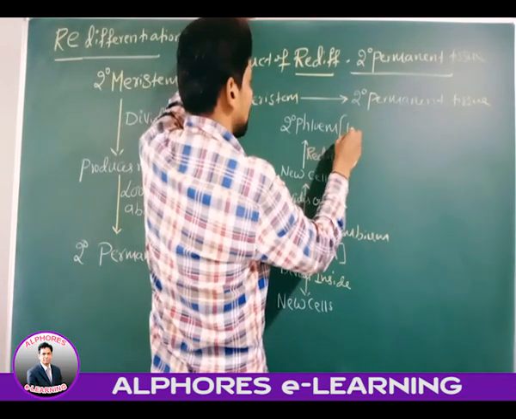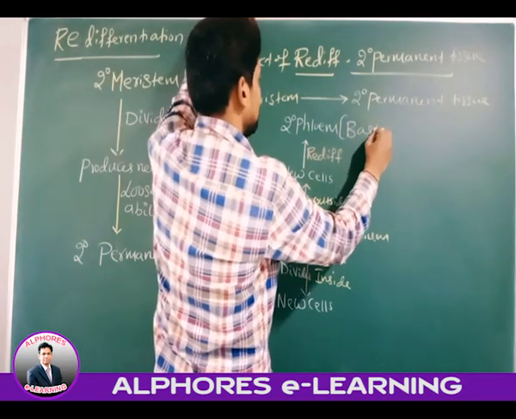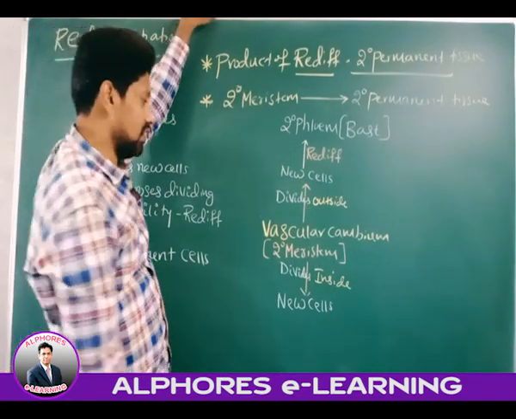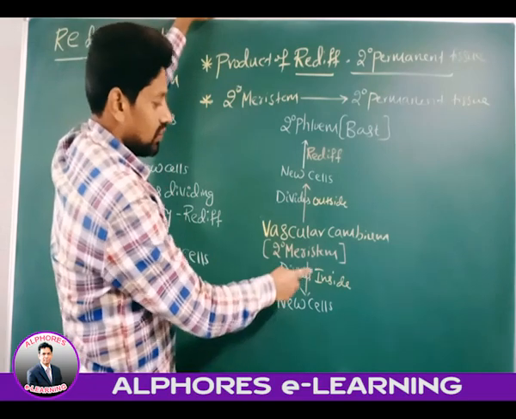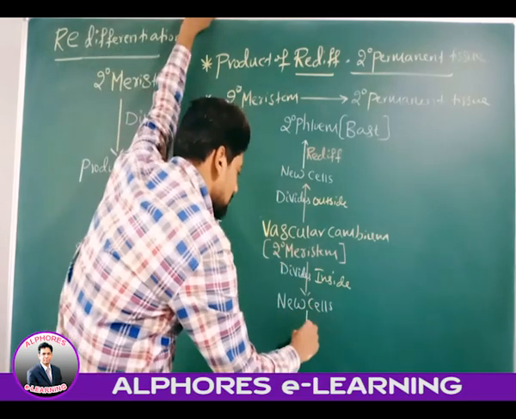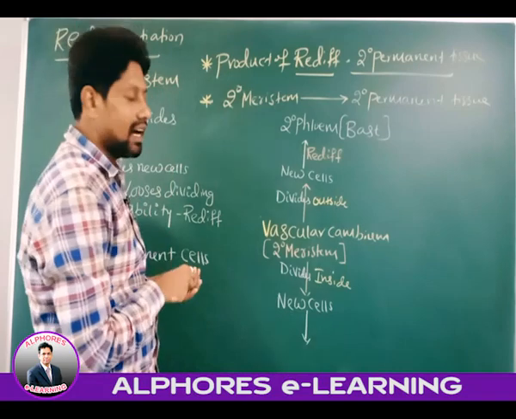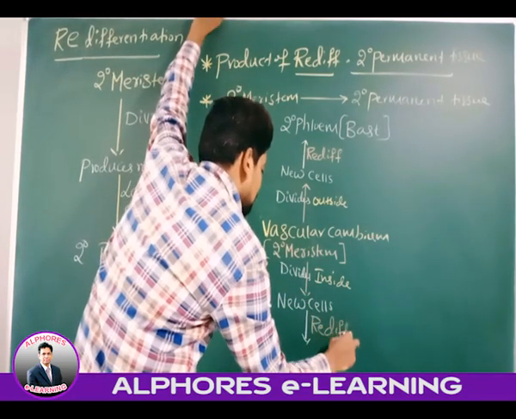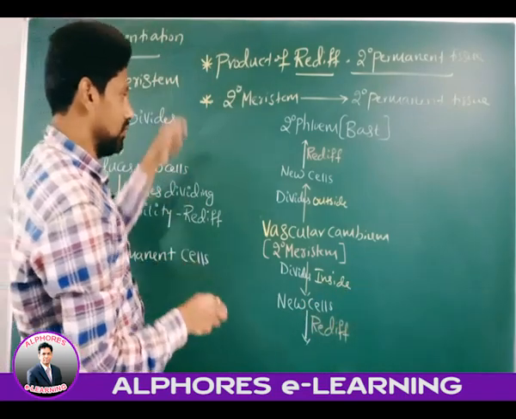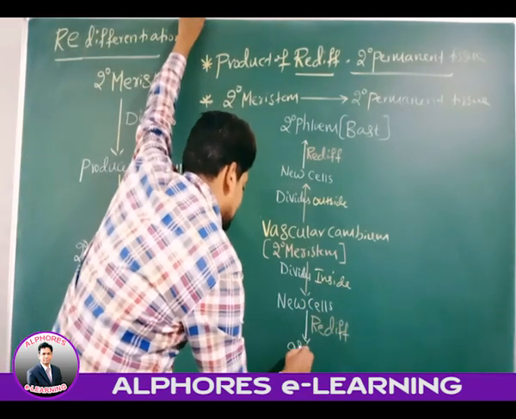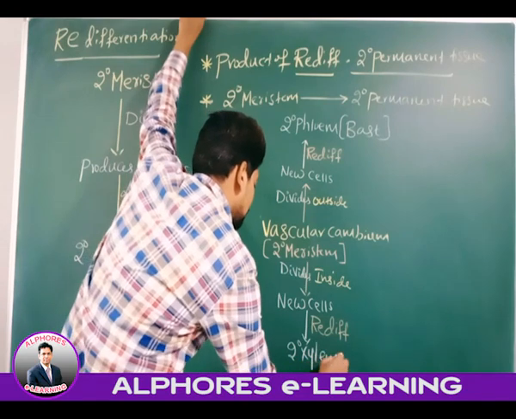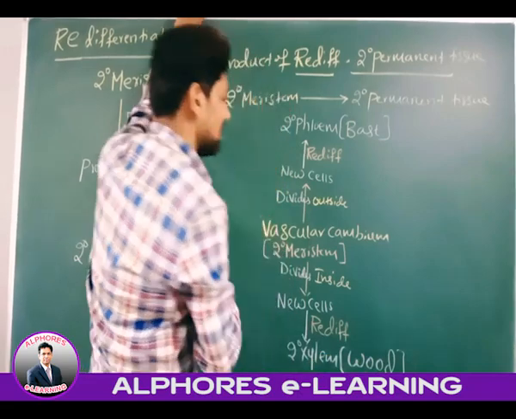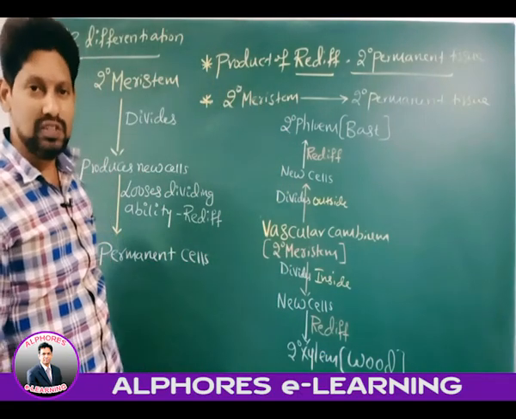Secondary phloem is also called what, sir? Bast, B-A-S-T. Is it okay? Right? Sir, the new cells produced towards the inside, they also undergo which process, sir? They too undergo the redifferentiation process and produce what, sir? Secondary xylem. What is another name for secondary xylem, sir? Wood. Is this statement okay?